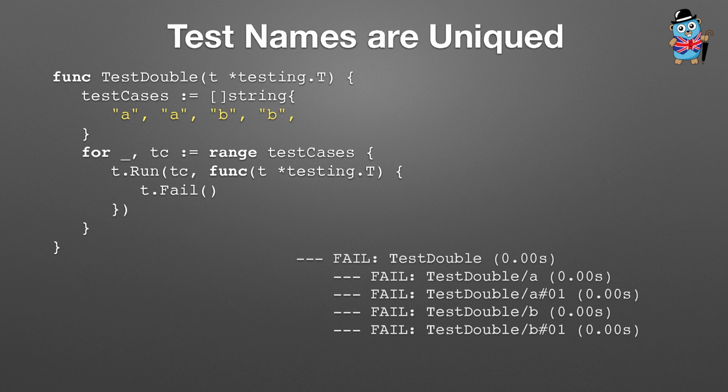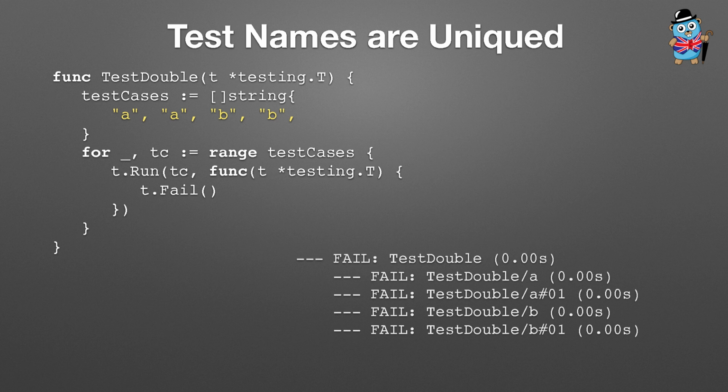Another thing about naming: the test names are made unique by the framework. So if you happen to have duplicate names, for example, because of the escaping or because you just weren't paying attention, it will add a sequence number. It would look something like this. This would be the output for this. You have 2 A's, 2 B's. They will be extended with a sequence number to make them unique.